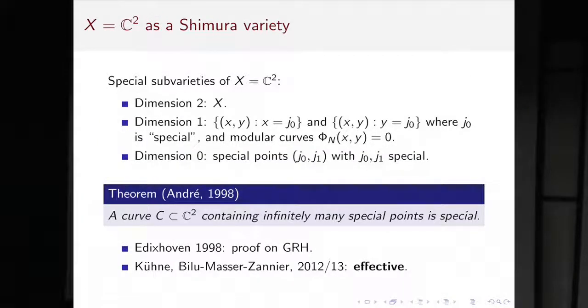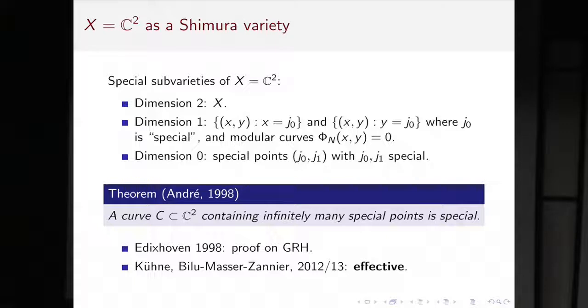So what about C squared as a Shimura variety? We view it as the moduli space of pairs of elliptic curves up to isomorphism over C. And the special subvarieties come in dimensions 2, 1, and 0. In dimension 2, you have X itself. In dimension 0, you have the special points, which I mentioned. And in dimension 1, you have modular curves and horizontal and vertical lines on a special coordinate.